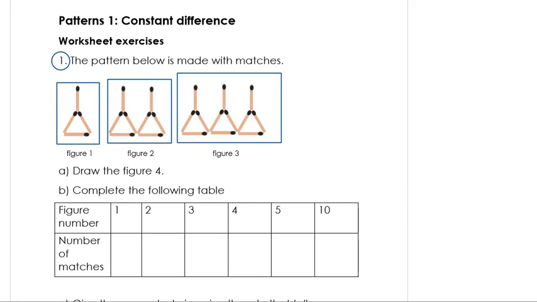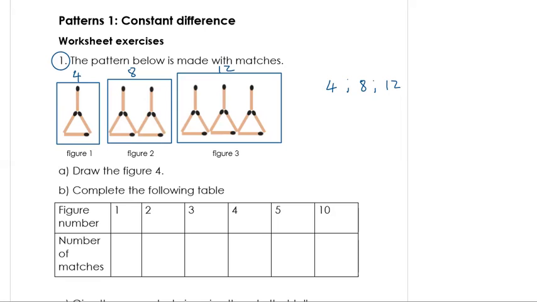So for figure 1, you can see that you have 4 matchsticks. Figure 2, you've got 8. And then figure 3, you've got 12. If I write this properly on the side, we've got a pattern starting with 4, then followed by 8, then followed by 12.